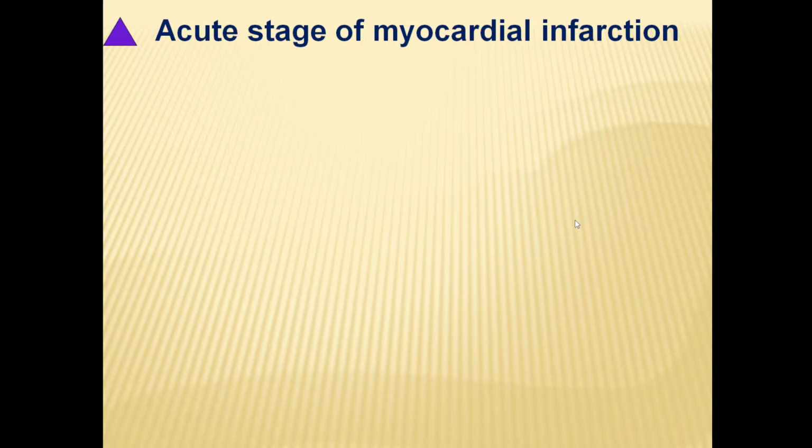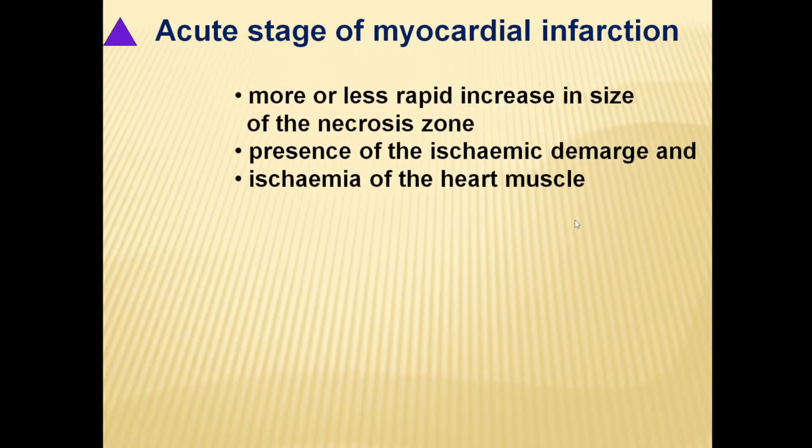Acute stage of myocardial infarction. The process progresses. It is characterized by formation of a necrosis zone. It may be slow or more fast. There is obligatory presence of ischemic damage and ischemia of the heart muscle. I'll remind you, it depends on the time of the patient's examination. Early, only ischemia. Slightly later, ischemia plus damage. Later, all symptoms will be revealed. But when you interpret an ECG on an exam, you go by the more severe process.